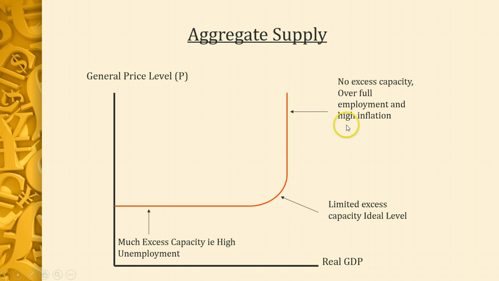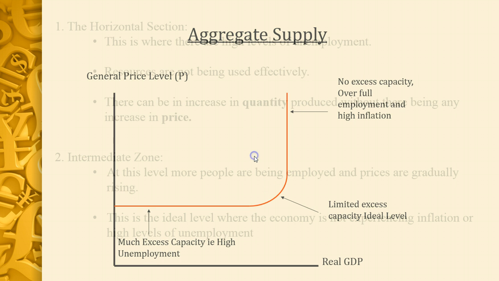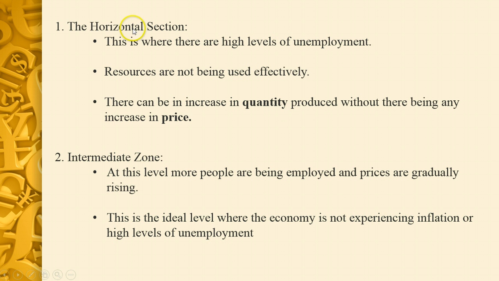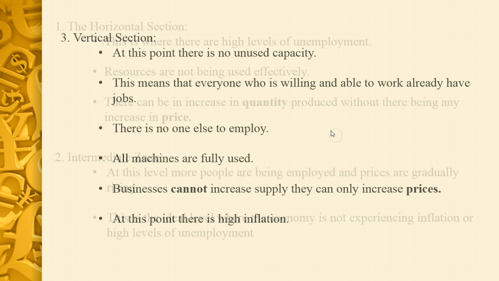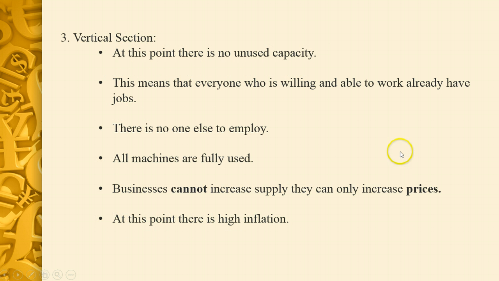But if you break it down to these areas, okay, so here we're looking at high unemployment, so we can increase capacity. Remember, we can increase production, but we can't increase our prices. Here is our ideal level. This is the expansion part of a business cycle, and here we cannot produce anymore. Everything is at full utilisation. Okay? And that's all these say. Pretty much what I've just said. The horizontal section, intermediate zone, and the vertical section. Business cannot increase supply, they can increase prices. And at this point, because prices are going up, we have high inflation.